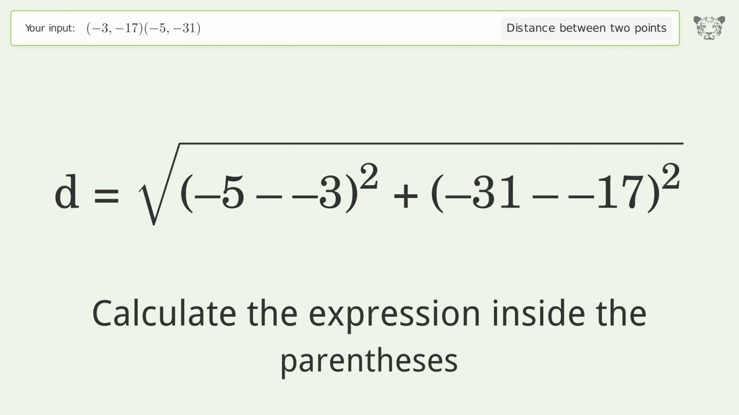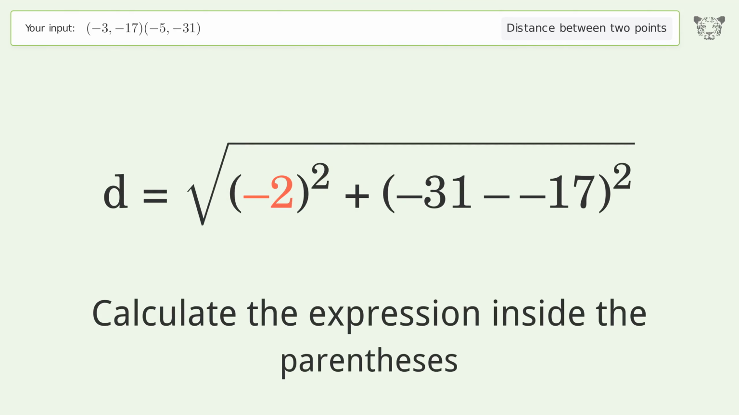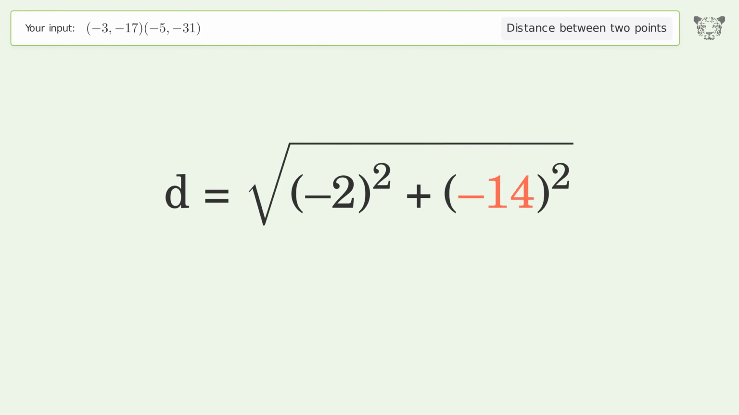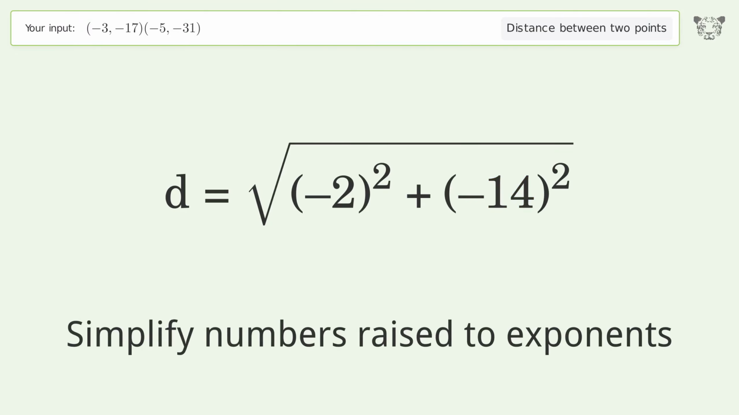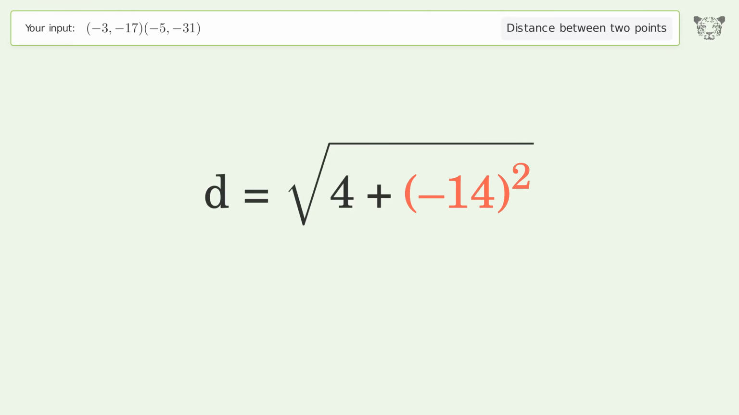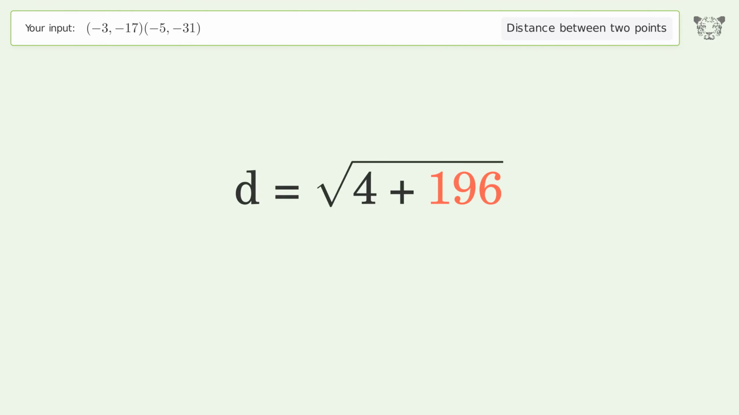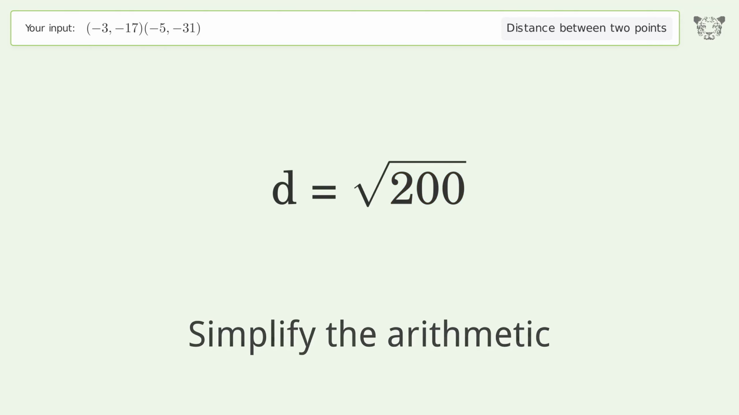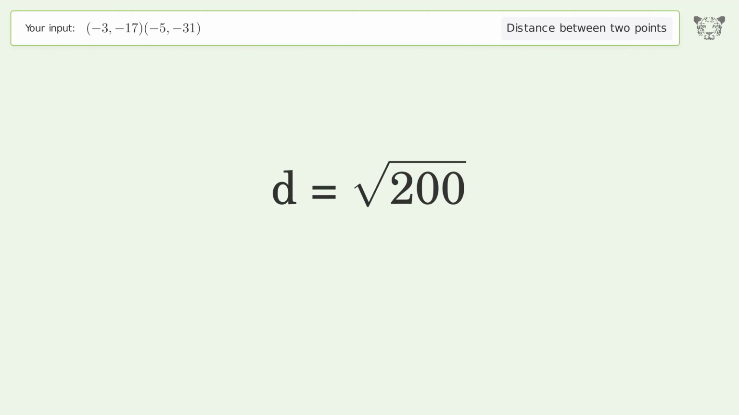Calculate the expression inside the parentheses. Simplify numbers raised to exponents. Simplify the arithmetic. And so the distance between the 2 points is the square root of 200, or 14.142.